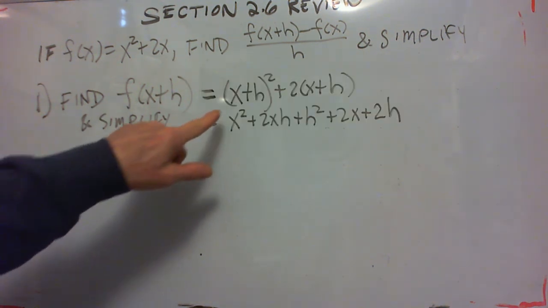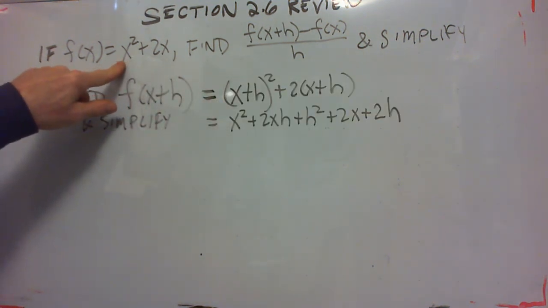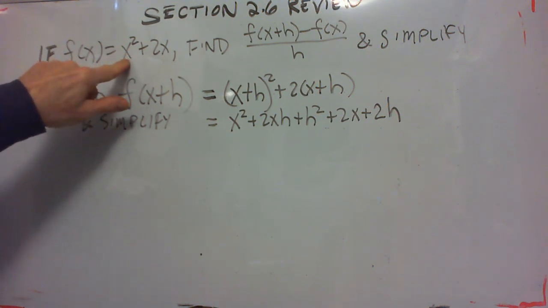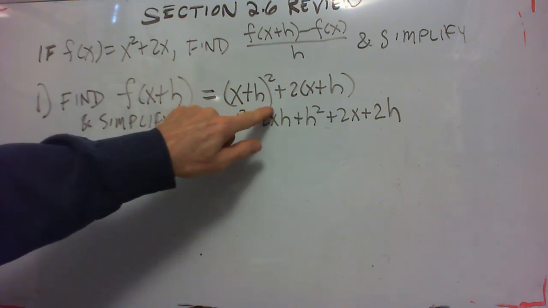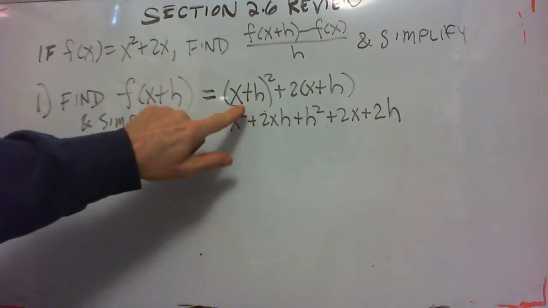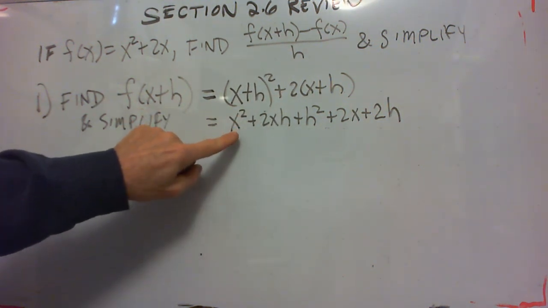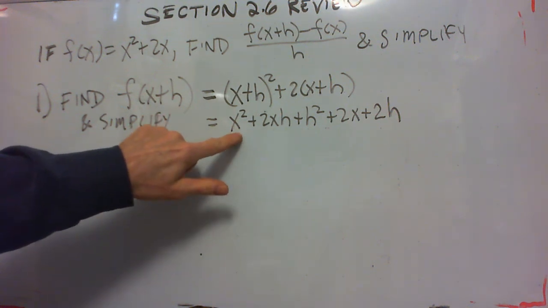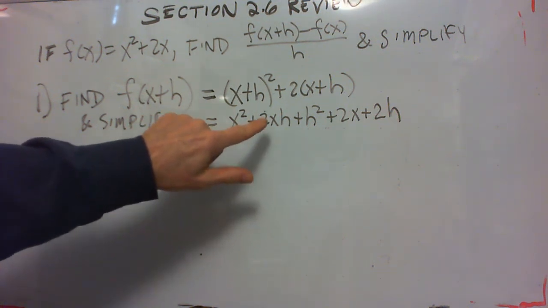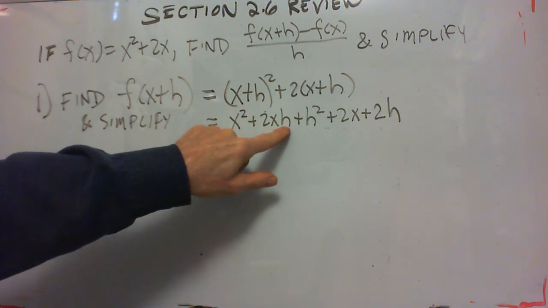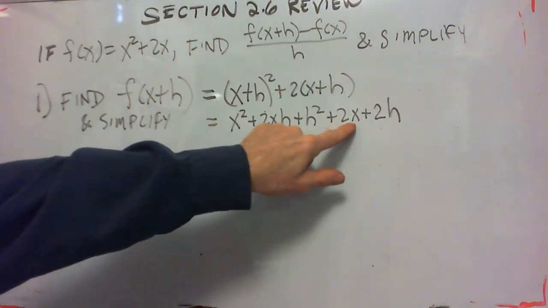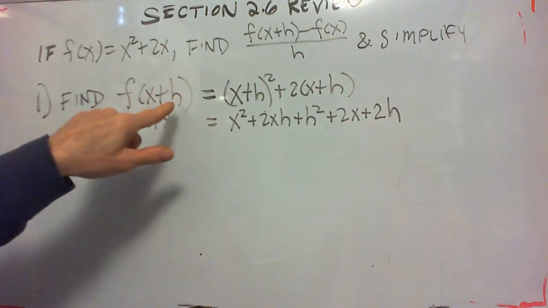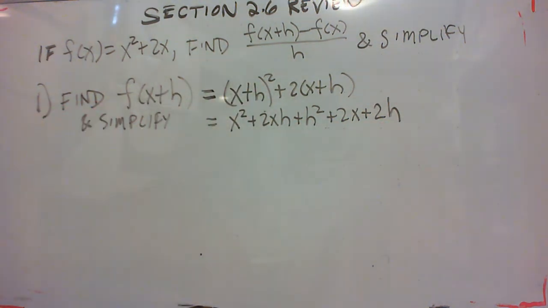Okay, when you plug x plus h into the f of x formula, we get x plus h squared plus 2 times x plus h. Now x plus h squared is x plus h times x plus h. When you FOIL that out, you get x squared plus xh, making the 2xh's, plus an h squared. And when we distribute the 2, we get 2x and 2h. That's our f of x plus h.